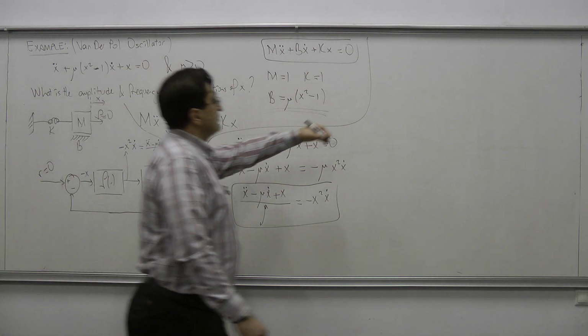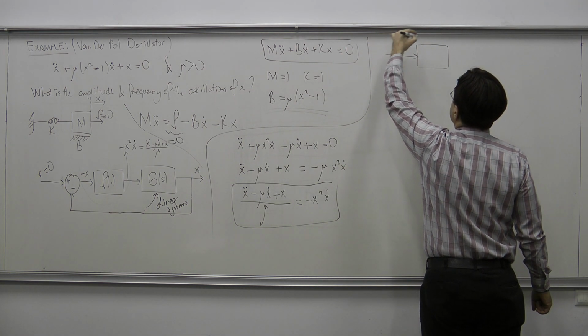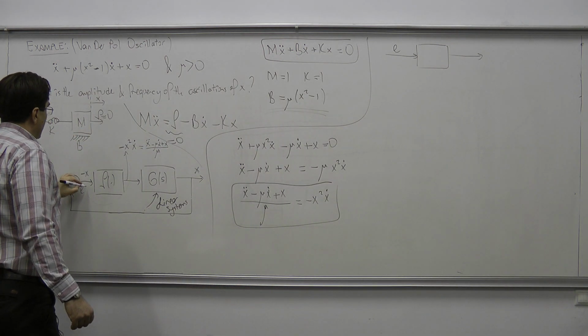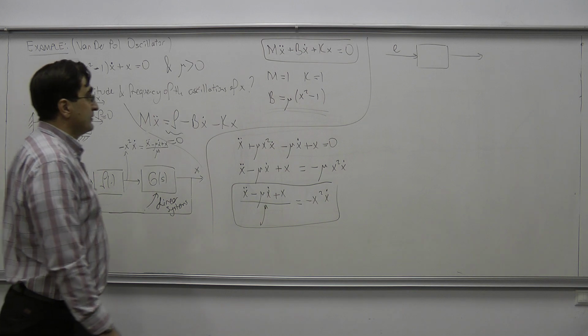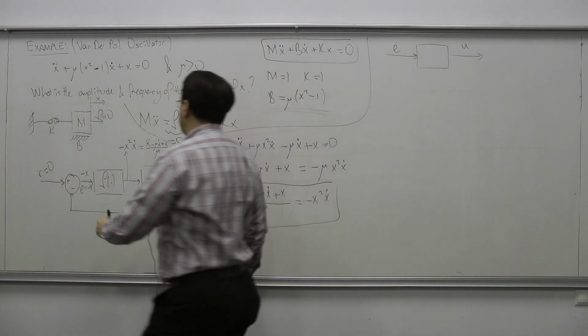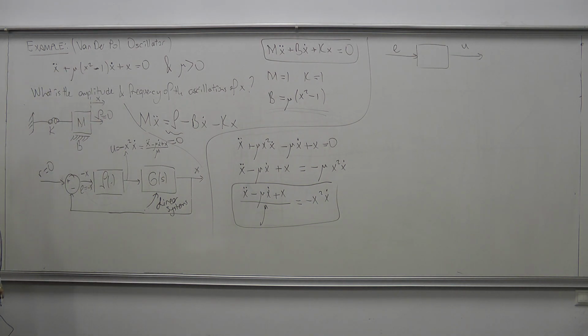So suppose that I choose the input of f as the signal E, because this is the error signal. So I have E is equal to minus x here. And suppose that I would call the output of f as U. So this is my U here. All right?